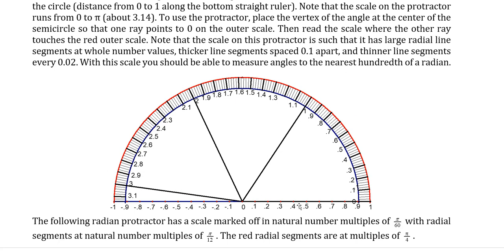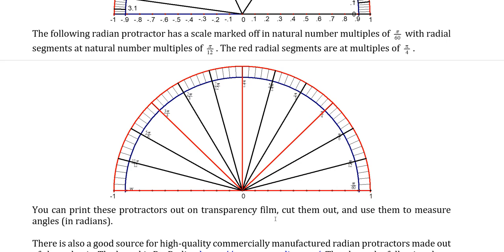And notice this one is set up so here's 1 radian, 2 radians, 3 radians. The way you use this is you put this device right on the vertex there at 0, with the initial ray going through 0 here, and then the other ray can be measured off this scale. Notice the darker lines here going up by 0.1s, the little ones are going by 0.02. Using something like this, you should probably be able to measure to the nearest hundredth of a radian. Here's another one where the markings are marked off in multiples of pi over 60 for the little markings, and multiples of pi over 12 for the full darker ones that are going to the middle.